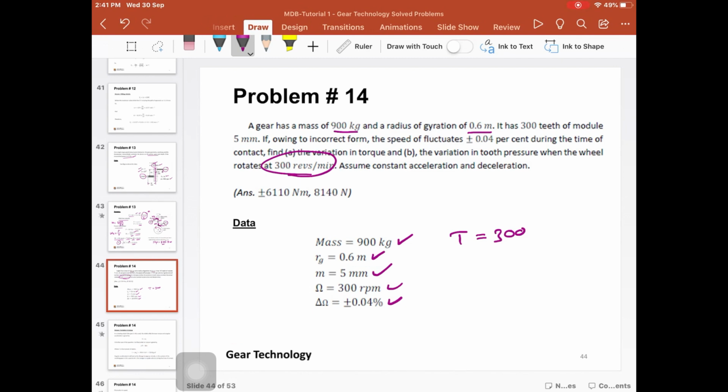Okay, so what is required here? Find the variation in the torque. So we need to find the variation in the torque. Okay, and then also the variation in the tooth pressure. The tooth pressure is Wn. This force is the pressure force between the two teeth. Okay, we're going to assume here that we have constant acceleration, deceleration.